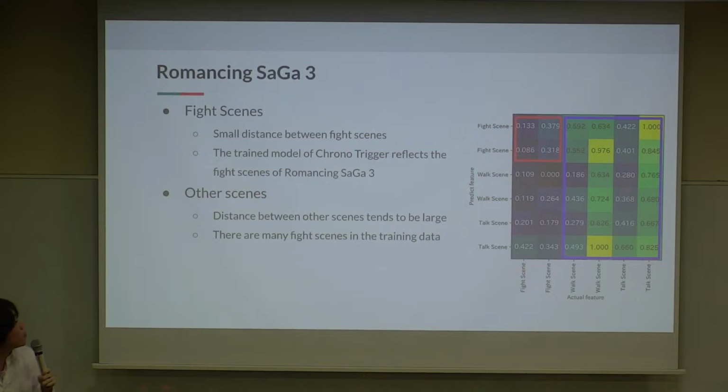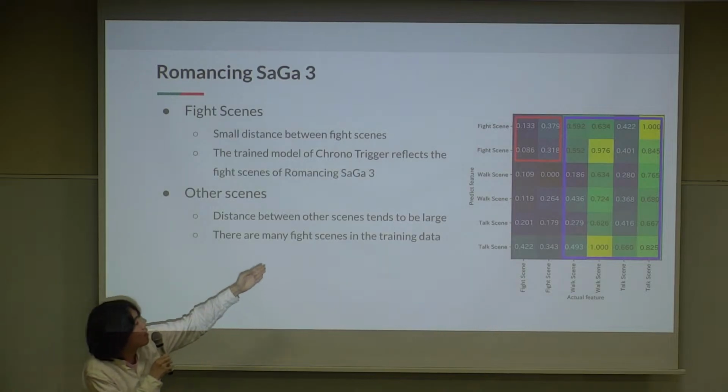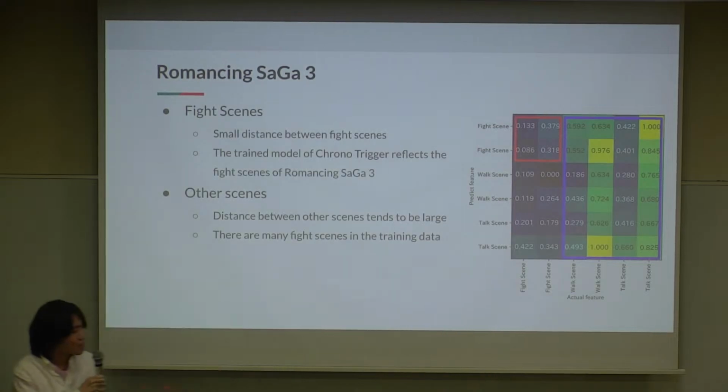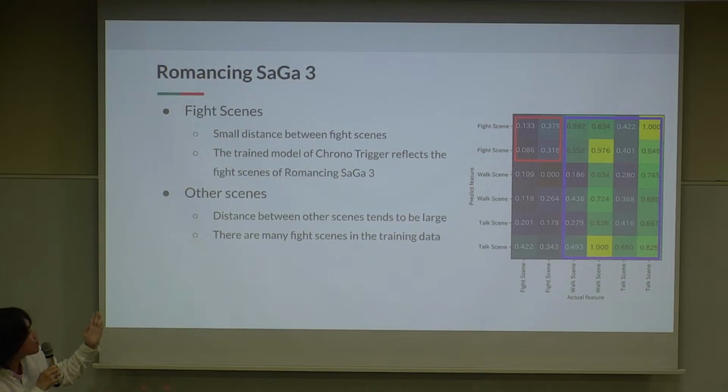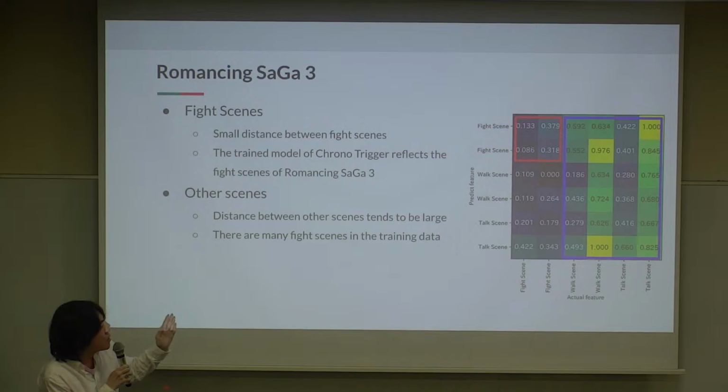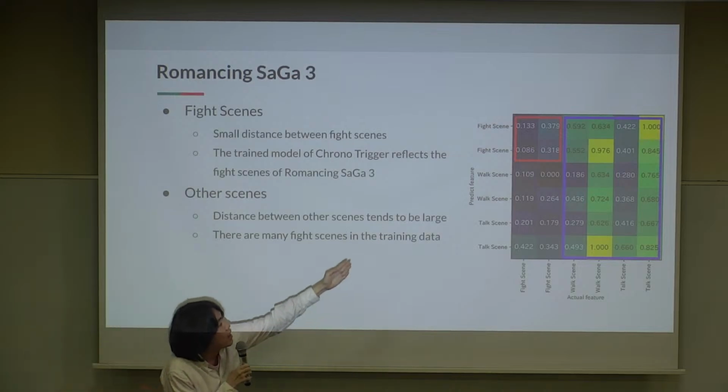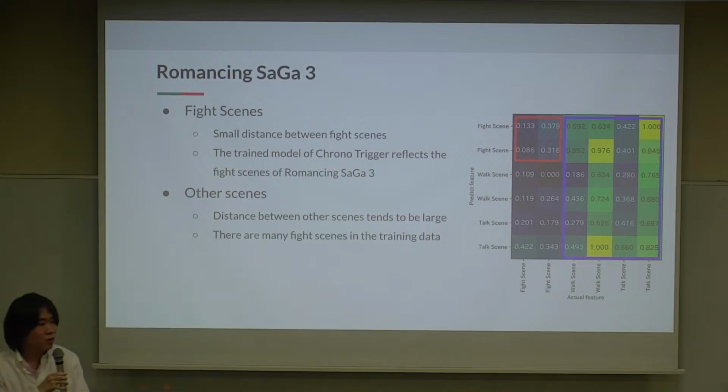As the result of inputting Romancing SaGa 3, the distance between same scenes is smaller, as in the red zone. So I think the trained model of Chrono Trigger reflects the 5 scenes of Romancing SaGa 3. But the distance between other scenes is larger, like the blue zone. So I think the training data have too many similar scenes.